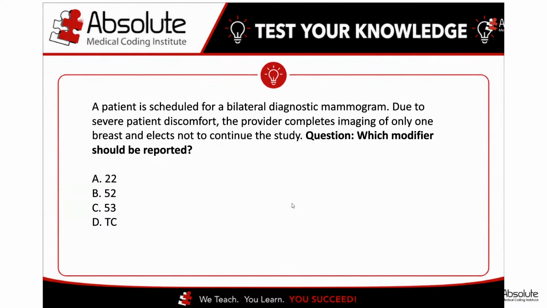All right. Which modifier should be reported? A, 22, 52, 53, or technical component. A patient is scheduled for a bilateral diagnostic mammogram. Due to severe patient discomfort, the provider completes imaging of only one breast and elects not to continue the study. What's the answer? Is it A, B, C, or D?